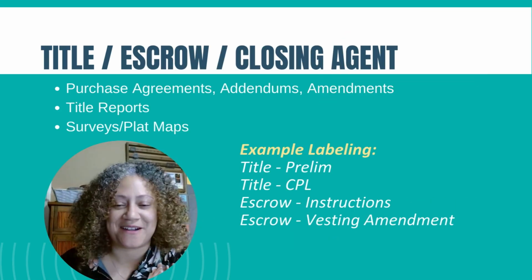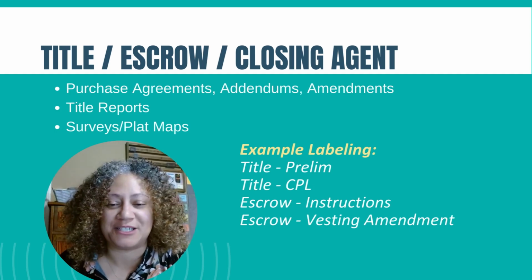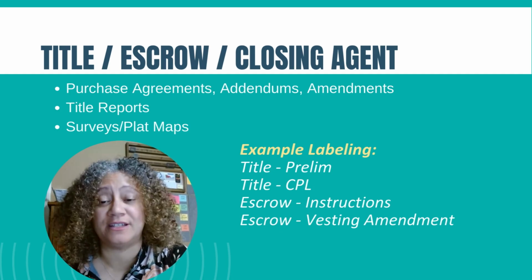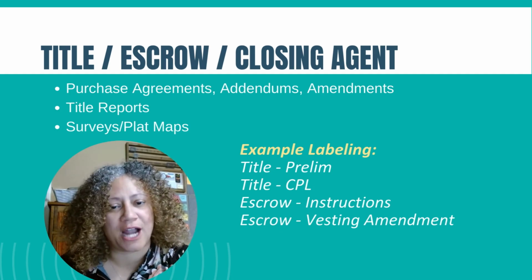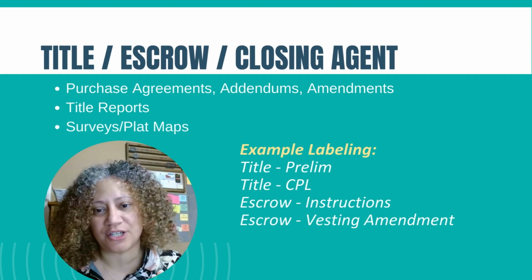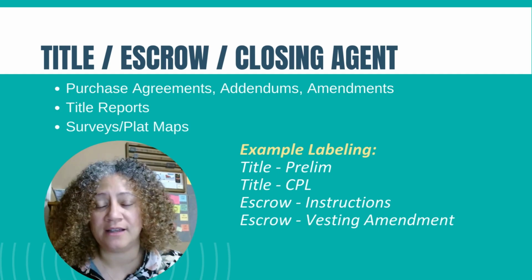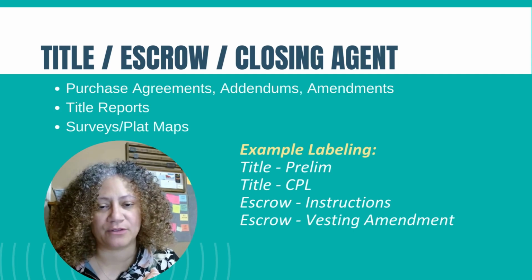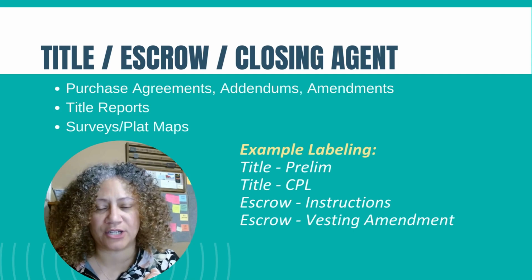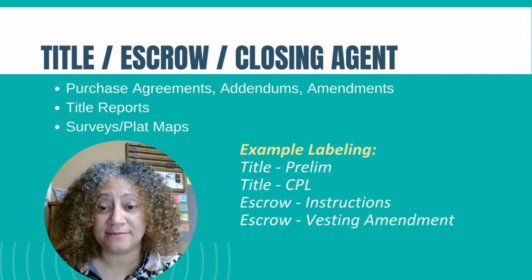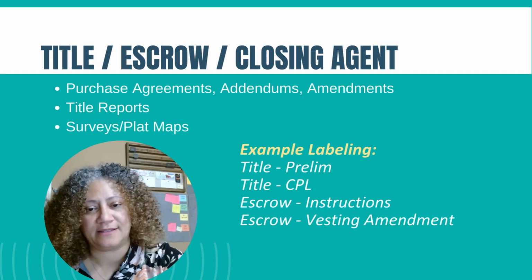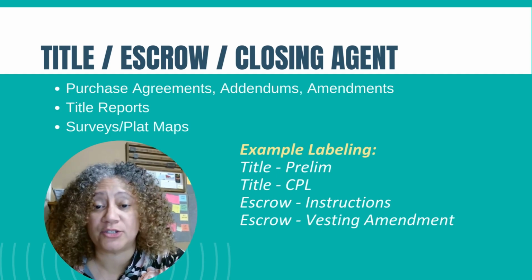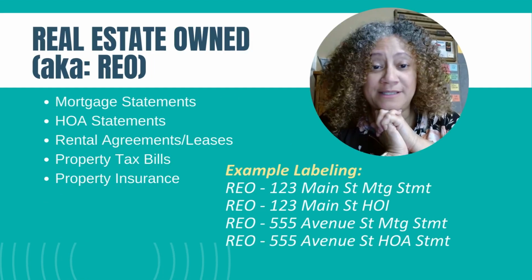Okay, so title, escrow, whoever your closing agent is, you might be using an attorney depending on your state. So this is where you're going to put those closing agent documents. That's your purchase contracts, any addendums, amendments to that purchase contract, counter offers. You're going to put title reports, plat maps, anything that you're getting from the closing agent. So that might be your closing protection letter, vesting paperwork, anything that is going to be from the closing agent or that you've pulled that's relevant to title, vesting, etc.